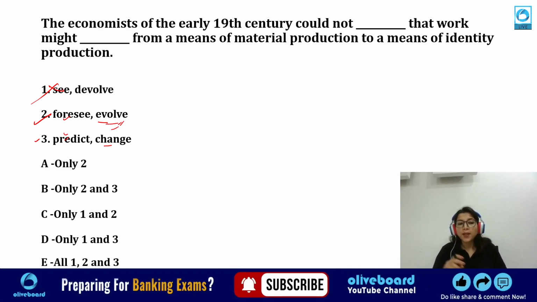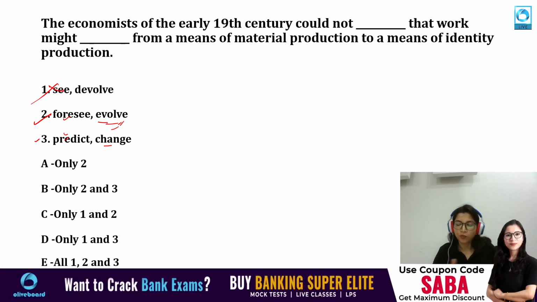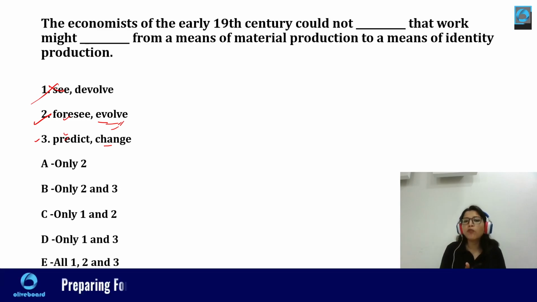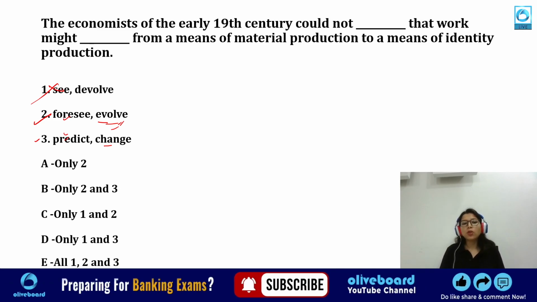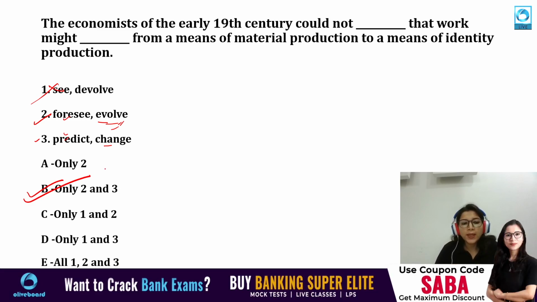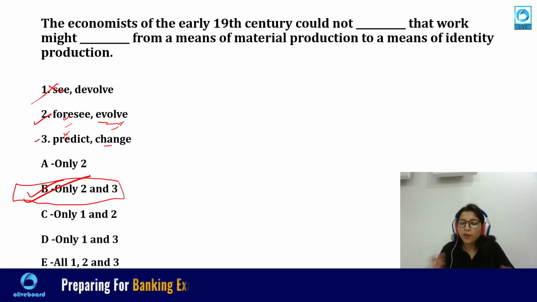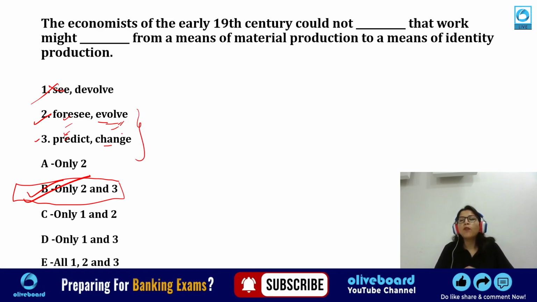Now let's see change. That work might change from a means of material production to a means of identity production. We can say it can evolve from this to that, that is also correct, and it can change from material production to the means of identity production. So this is also correct. So the correct answer is going to be only 2 and 3. Here both these words can fit into the blank. पहले में भी foresee and predict will fit grammatically and contextually, and in second blank also both these words evolve and change will also fit grammatically and contextually.